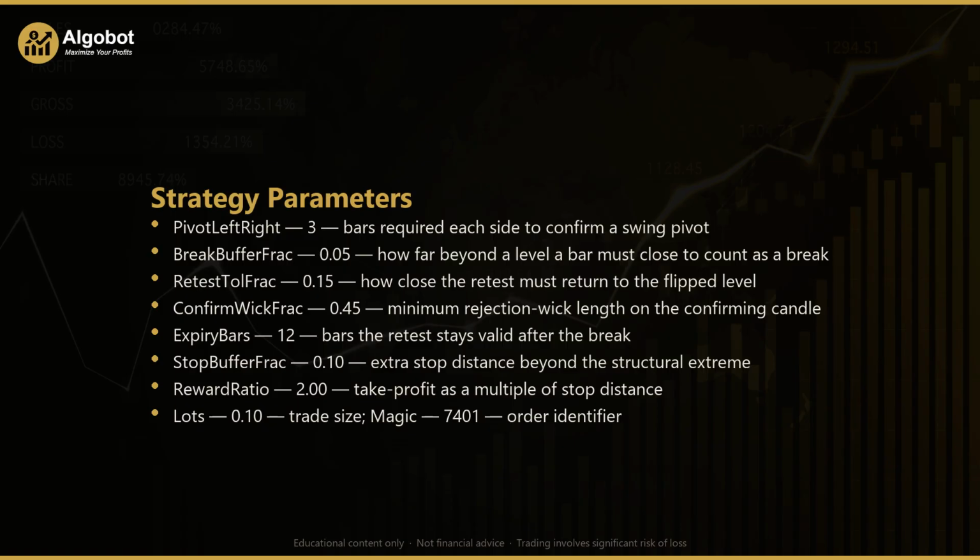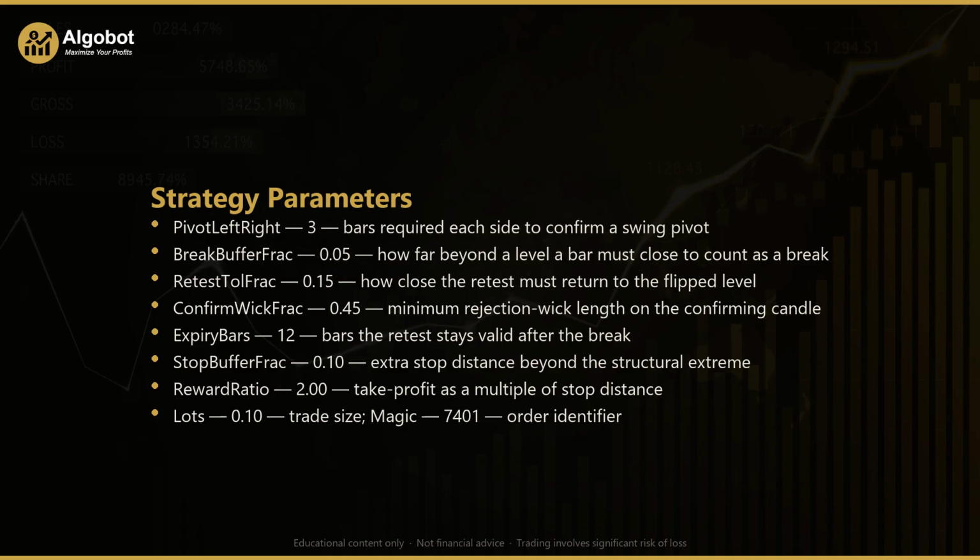Let's go through the settings you can tune. Pivot left, right defaults to 3. This controls how many bars are required on each side of a bar for it to qualify as a swing pivot. A larger value gives you fewer but more significant levels, while a smaller value finds more but noisier structure.